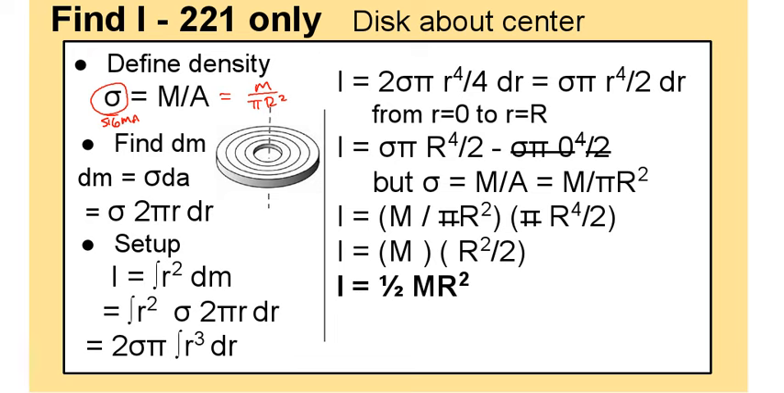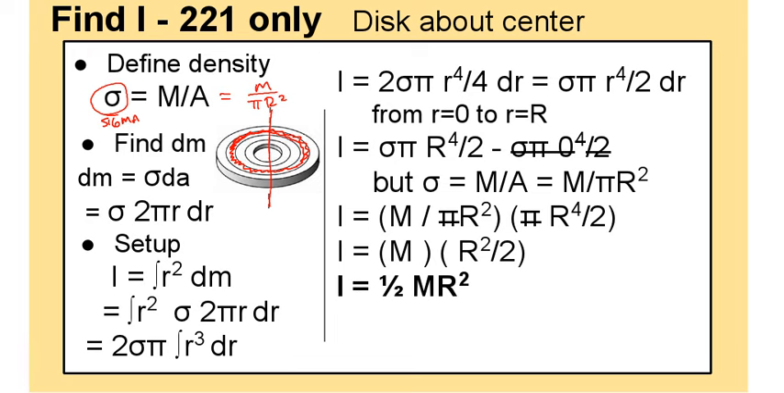Step 2 was to find the mass of one of these little slices. So I'm thinking about this little ring, this little donut that I've cut out of the dough here, right? I need to know how much mass that ring has and how far away it is from my axis of rotation. And then I can get the moment of inertia of that little ring and add it to all the other little rings like that. Okay, so here we go.